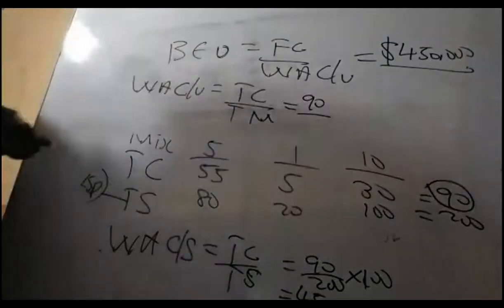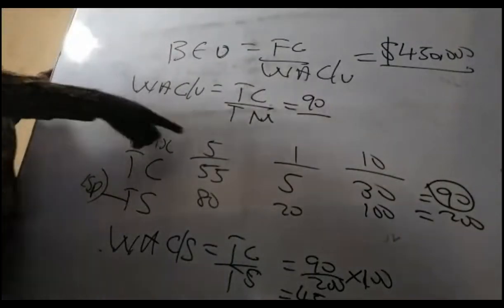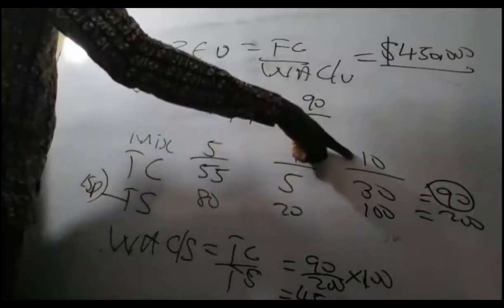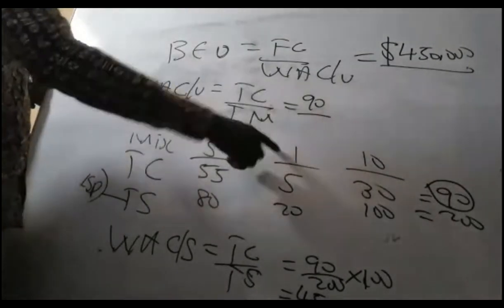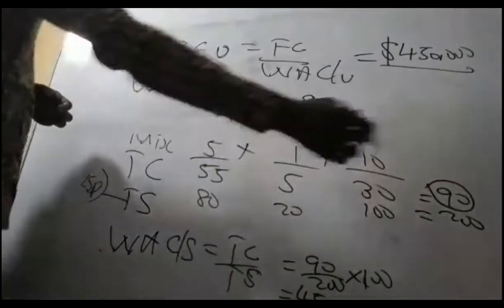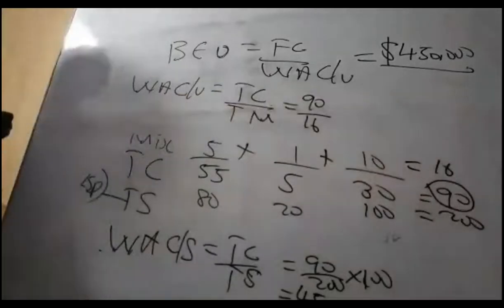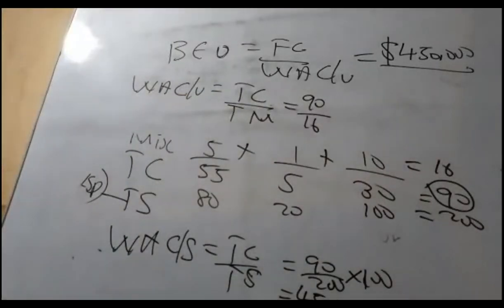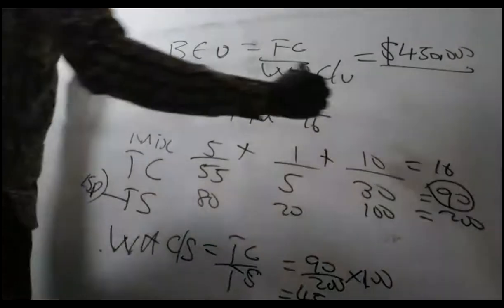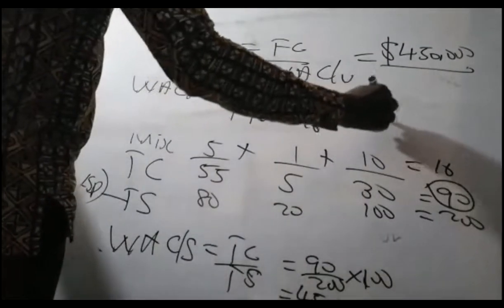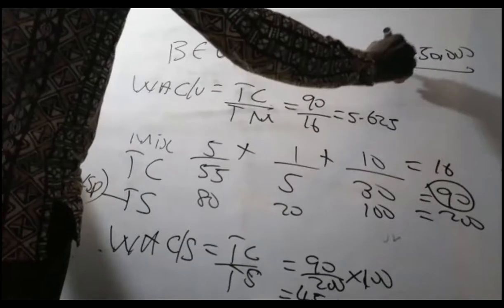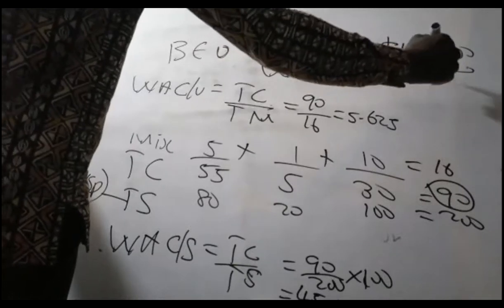Divide it. What's the total mix? Sum them up. The mix is 5 is to 1 is to 10. So 5 plus 1, 6 plus 10, making 16. So total mix is 16. Divide 90 by 16. It will give you the weighted average contribution per unit, and that will be 5.625. So what's the break-even unit?